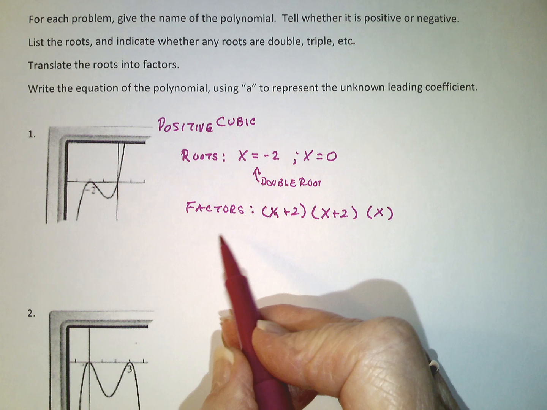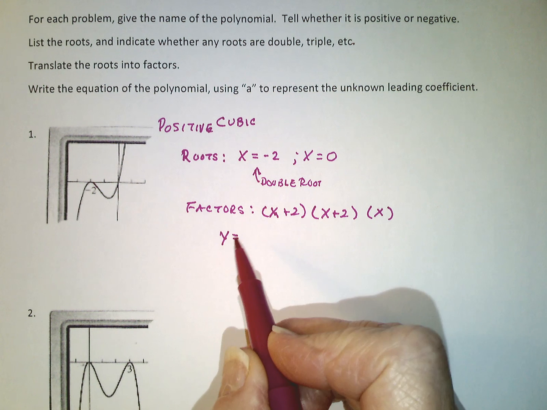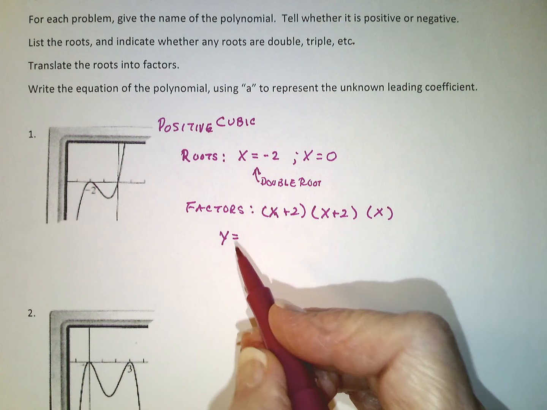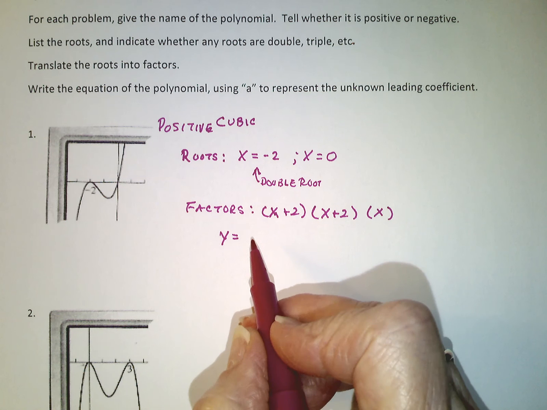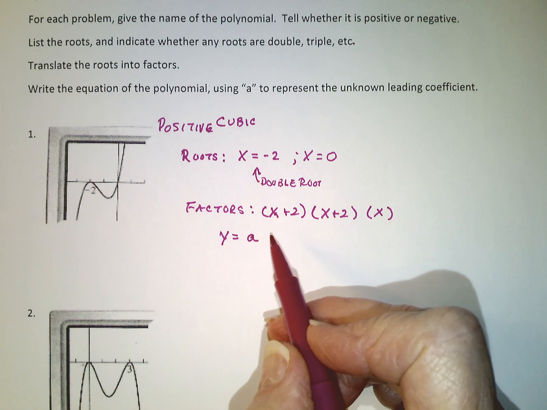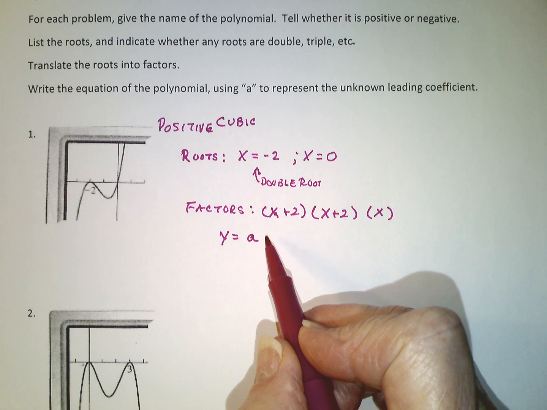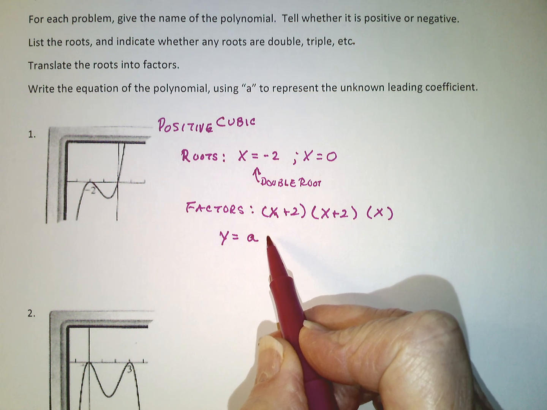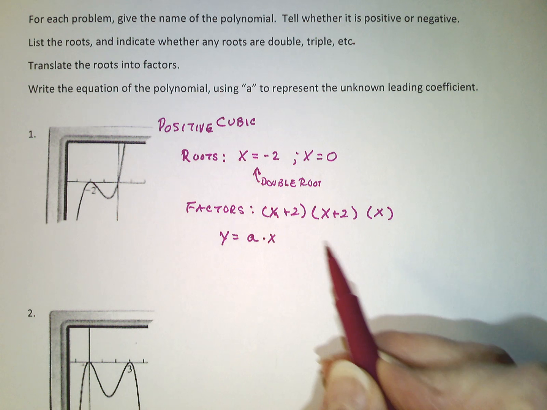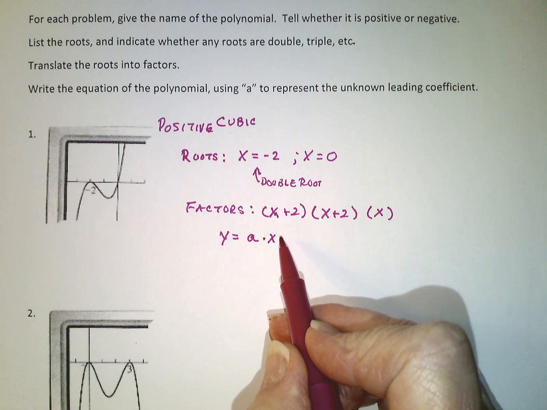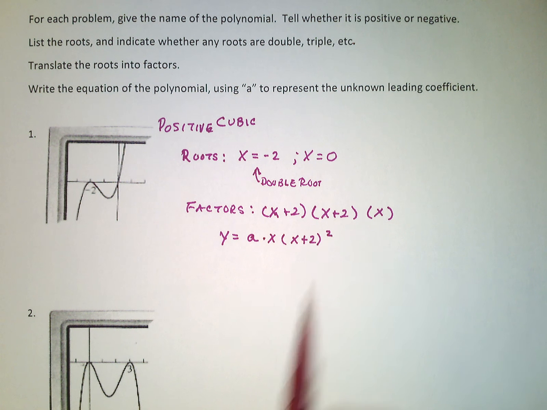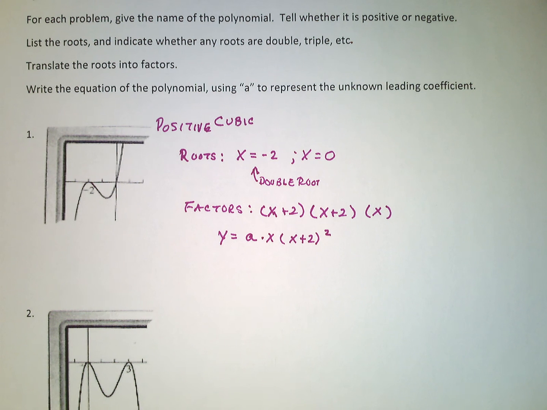And we basically have our whole equation. But once again, we do not know the vertical axis. So we don't know whether it's a stretch or a shrink. So we're just going to use the letter A to represent our missing leading coefficient. Usually they do put the single x term next, if there is one, and then we'd finish it off with the square on x plus 2.